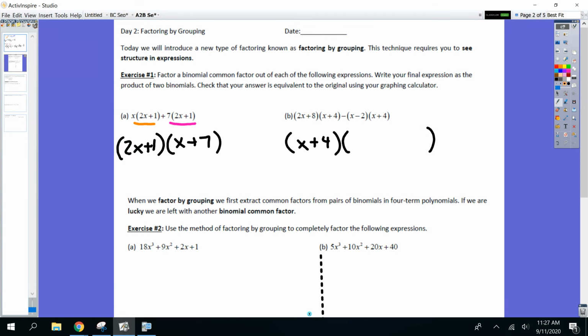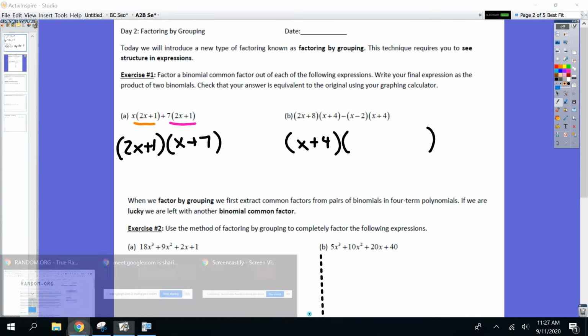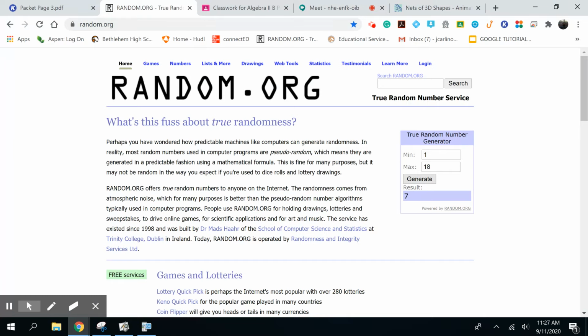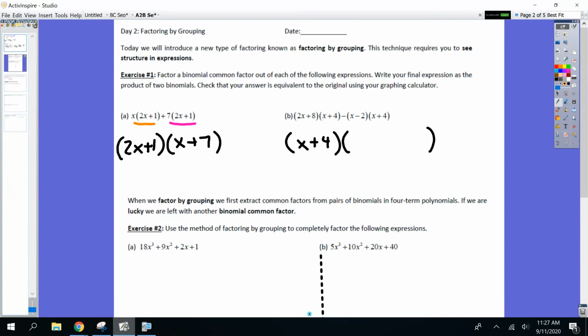Now I got to write what's left over. Be careful here. This is a trap. Focus in for me. Left side, I took out x plus 4. What's left? Whoa, I took out the x plus 4. So what's left? 2x plus 8. Okay, ready? 2x plus 8.